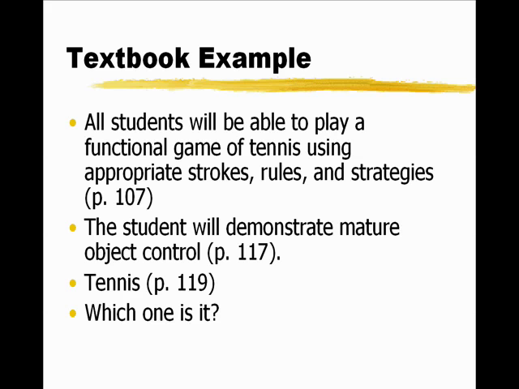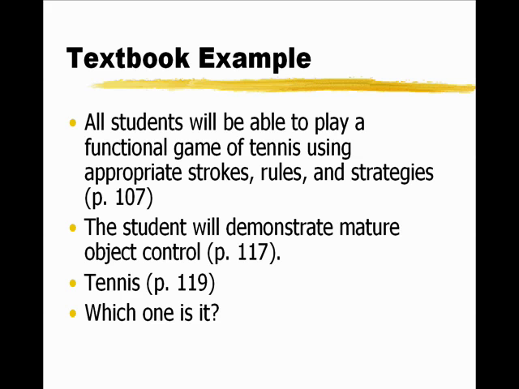On page 107 in chapter 5, they give the program goal example as all students will be able to play a functional game of tennis using appropriate strokes, rules, and strategies. That makes sense to me because that's what we want our students to do when they're done with the class or the unit or the total program or the year of school. So that makes sense to me. That from chapter 5 makes complete sense to me.